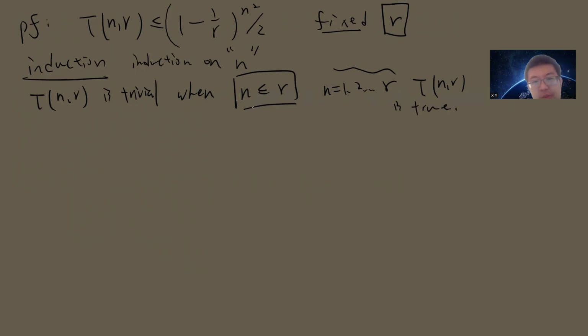You can prove this, right? Because in this case, if n is less than or equal to r, then obviously this one is less than or equal to this one, which is less than or equal to (r-1)/2, which means that you don't have enough edges for you to have a K_{r+1}.